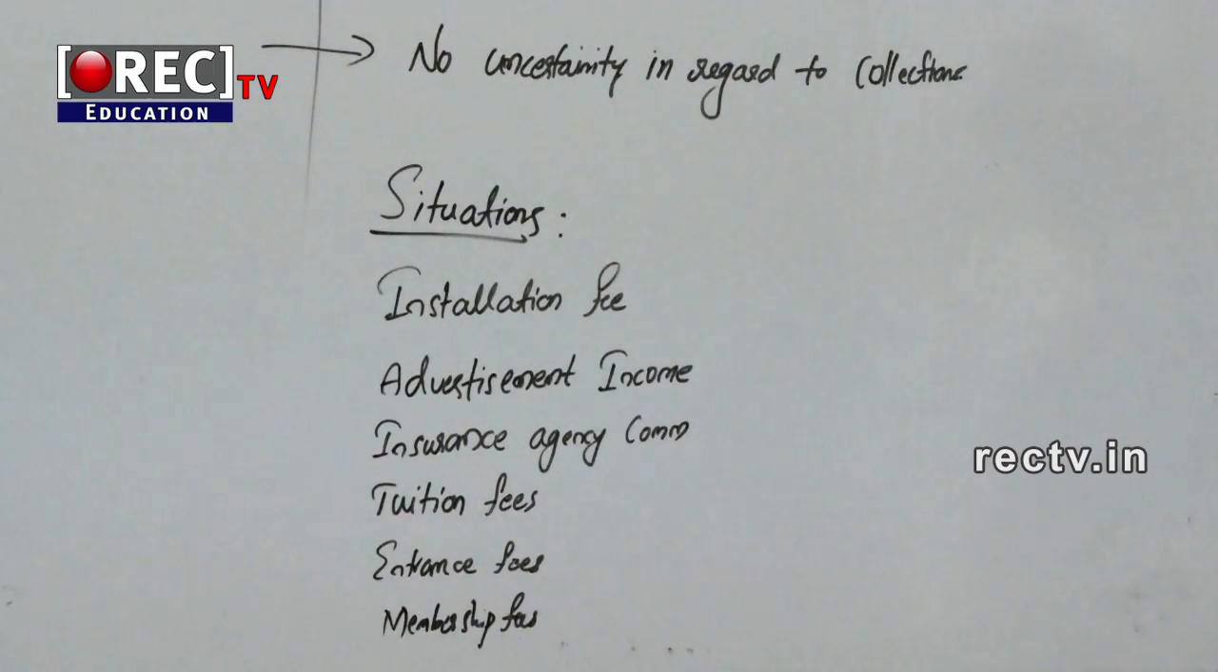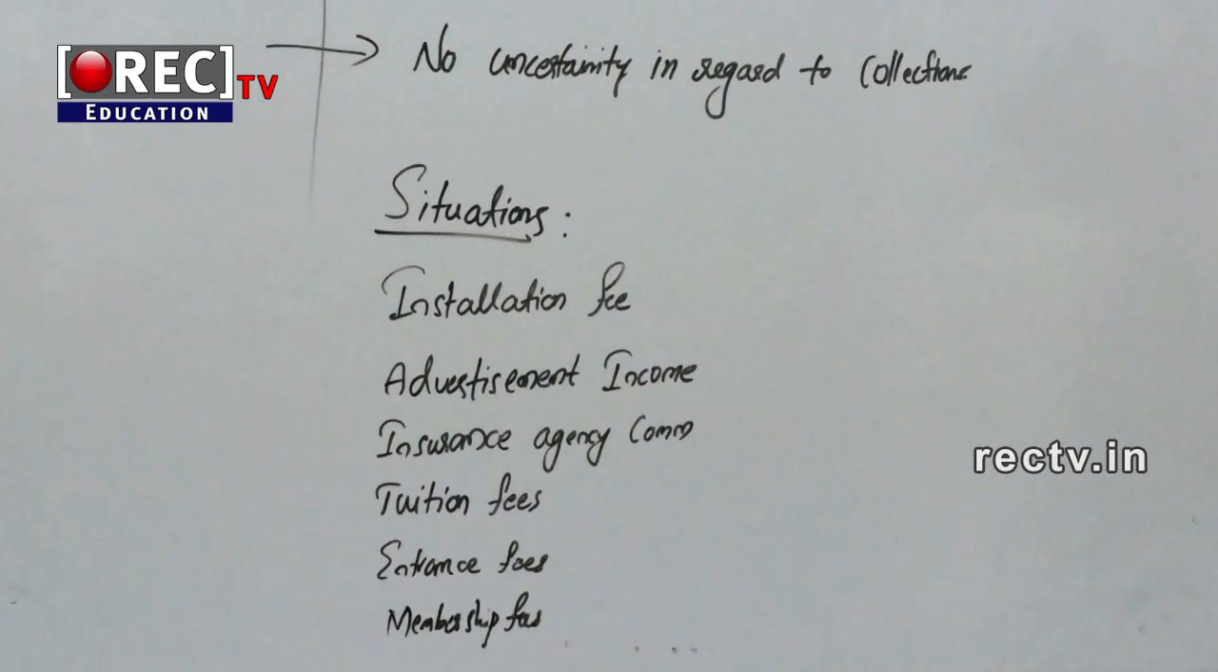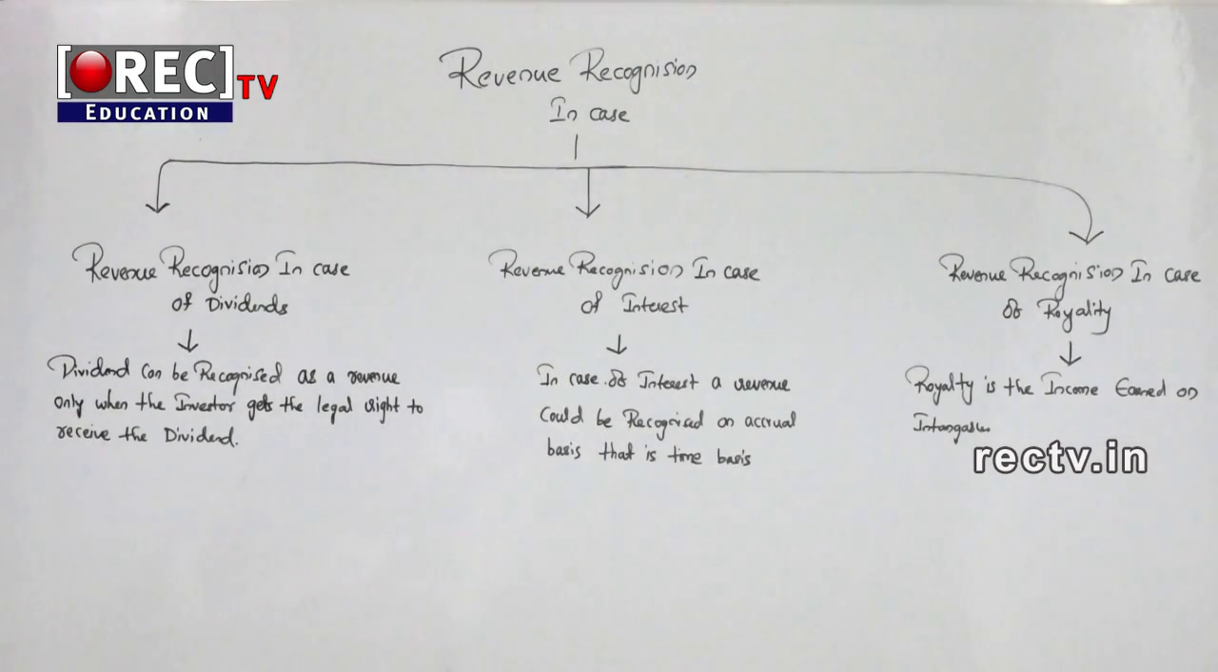So we have completed revenue recognition in case of sale of goods and revenue recognition in case of services. Now let us see revenue recognition in case of royalty, dividend and interest. Now we are going through the last head, that is revenue recognition in case of dividend, interest and royalty. Let us see separately revenue recognition in case of dividend. Here, when should you recognize dividend income?